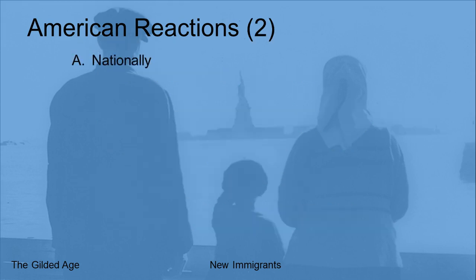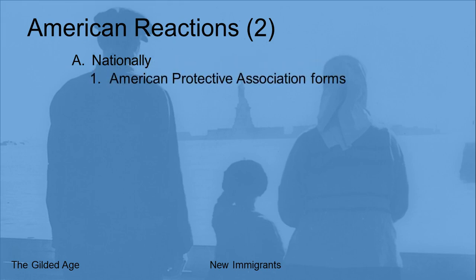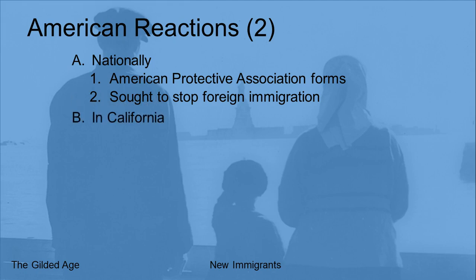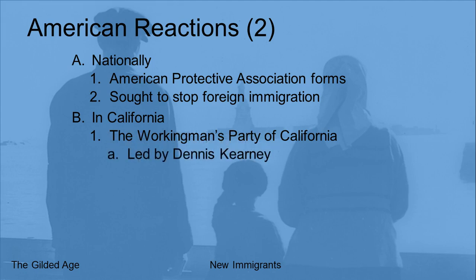Now, how did all this end up shaking out? Well, nationally, there was a group that formed called the American Protective Association. Their ultimate goal was to stop foreign immigration. Didn't get quite that far. In California and the West Coast, there are going to be these things formed called the Working Man's Party. The Working Man's Party of California ended up having a little bit of political clout behind it. Interestingly enough, it was led by this guy named Dennis Kearney.